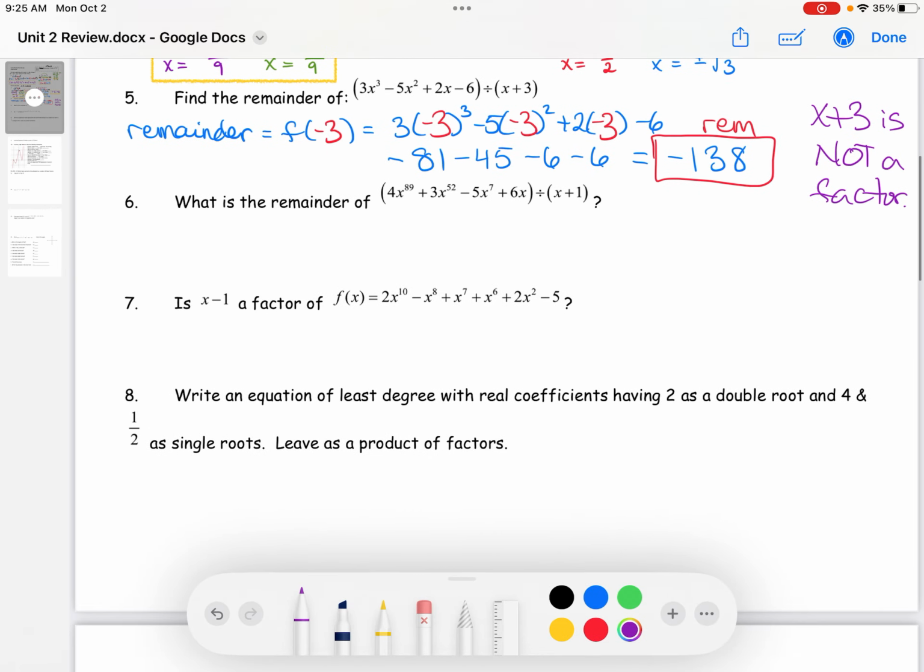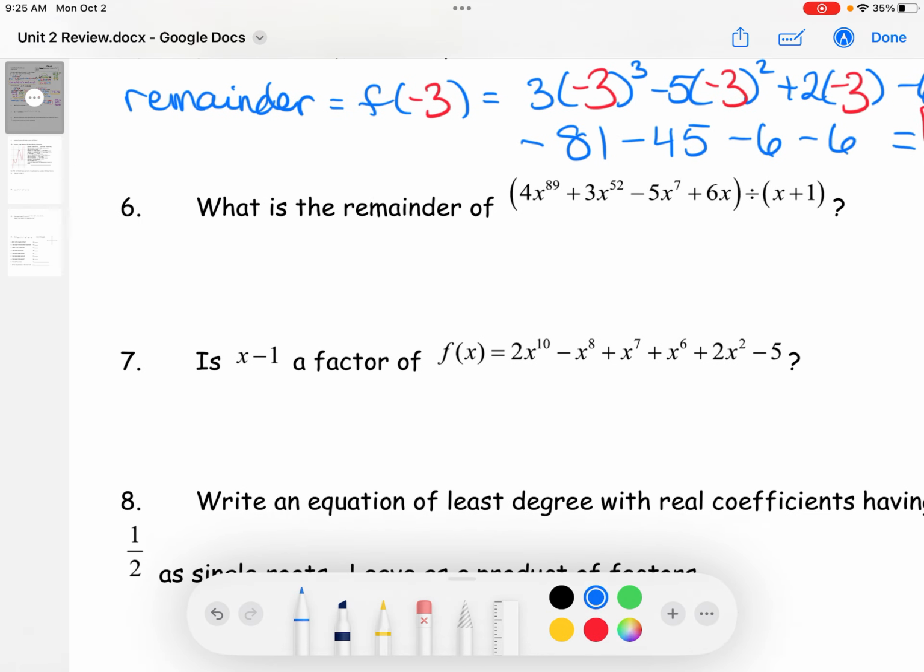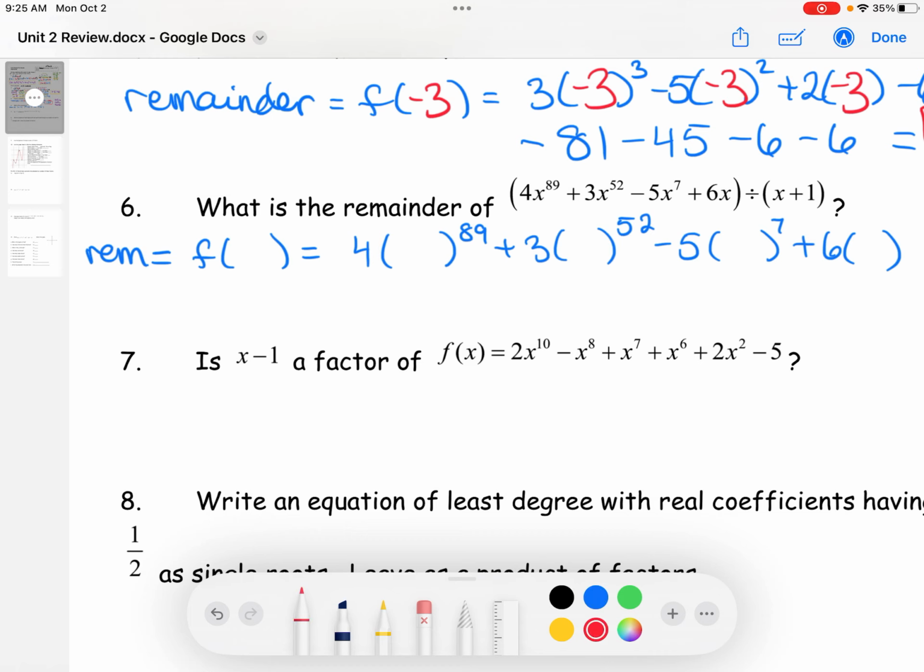So let's do a similar thing on number 6. Again, we don't have to do all the division with these really big powers. We're actually pretty glad about that. So the remainder will equal f of something. So it'll be 4 times that something to the 89th plus 3 times something to the 52 minus 5 times something to the 7th plus 6 times something. That something is going to be -1. We're dividing by x plus 1, switch the sign, and we are plugging in a -1.